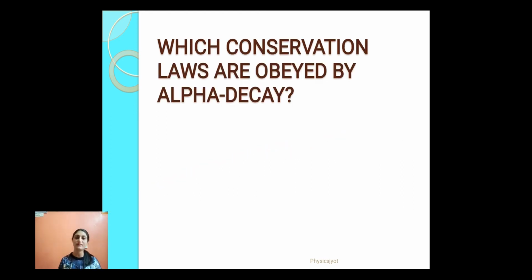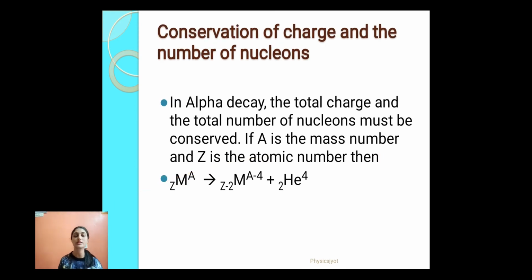Now whenever this alpha decay process happens, there are certain conservation laws which are obeyed. So what are those conservation laws? First is conservation of charge and the number of nucleons. In the reaction we have just seen, total charge and total number of nucleons should be conserved. Here we have atomic number Z. On the right hand side, the atomic number is Z minus 2 plus 2, so that becomes Z. So on both sides, charge is conserved.